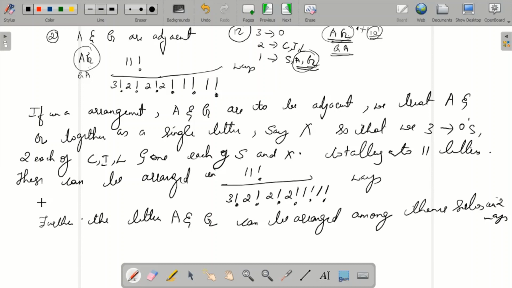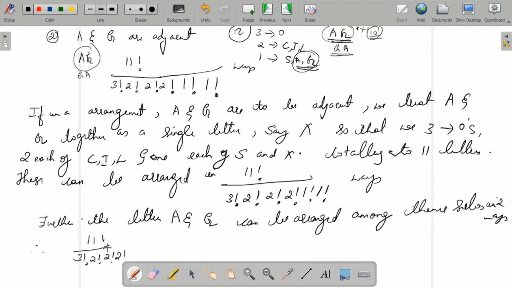Therefore, the total number of arrangements is nothing but 11 factorial divided by 3 factorial, 2 factorial, 2 factorial, 2 factorial, and 1 factorial, 1 factorial, into 2, that is equal to 1663200. Why this 2? This was for AG, one more is for GA.